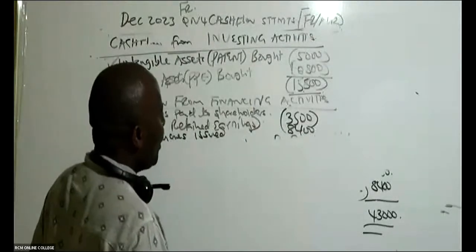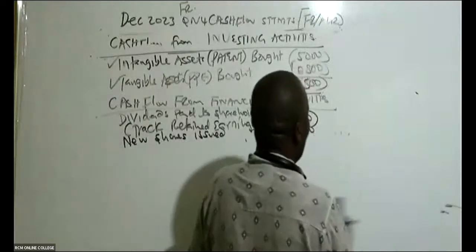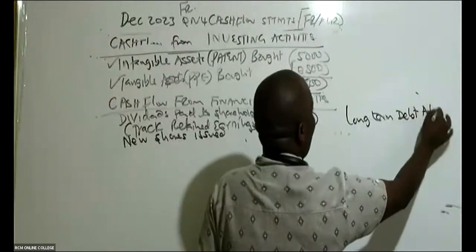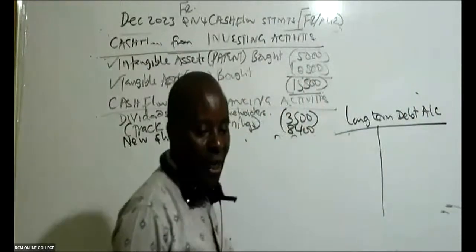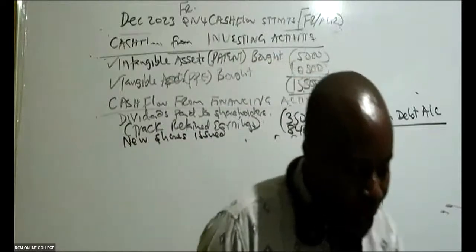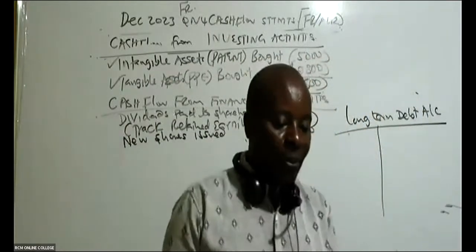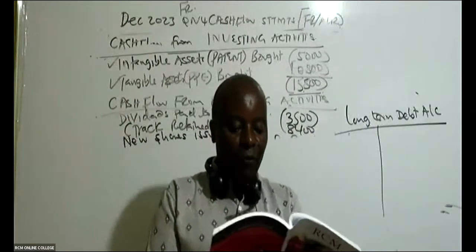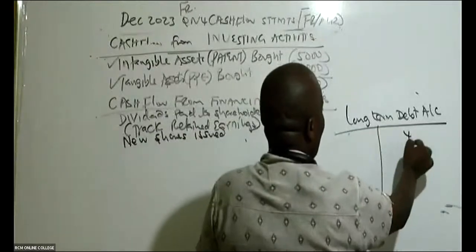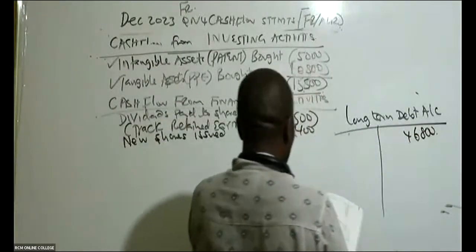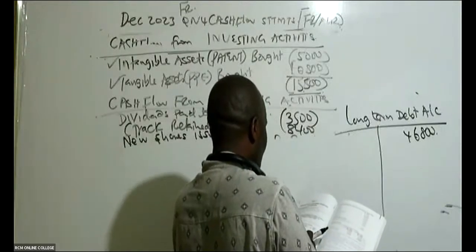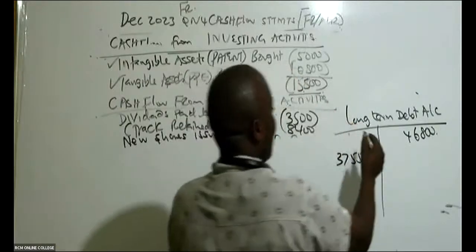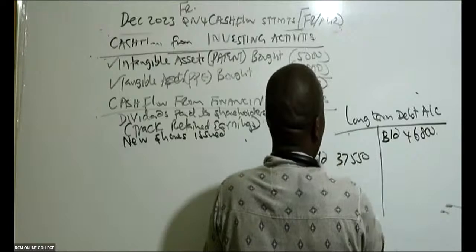So for this debt, I would want us to do a long-term debt account. Do we have this long-term debt? If you look at your balance sheet, there is a place they have given us long-term borrowings. So long-term borrowings, I can see 46,800. Carried down, ladies and gentlemen, for these long-term borrowings, 37,550. So this is brought down, and this is carried down like that.